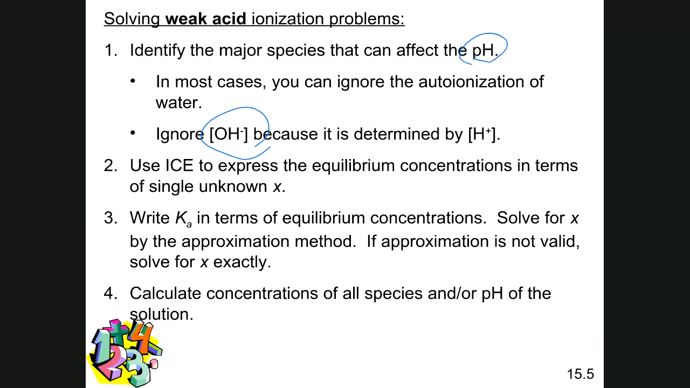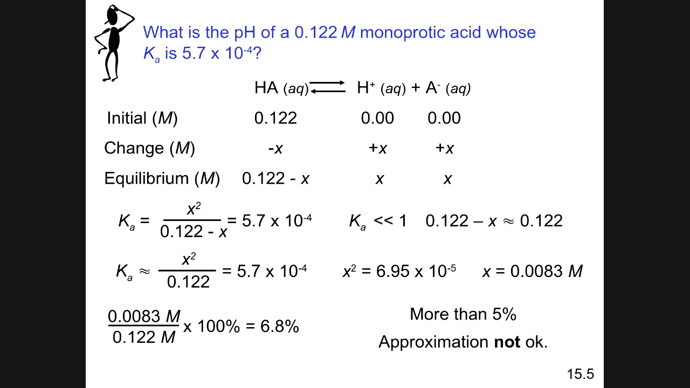You set up the ICE table, you solve for X, and when you solve for X, if the approximation is not valid, then you have to solve for X exactly without approximation, basically solving a quadratic equation. Okay, Ka is 5.7 times 10 to negative 4. Can we approximate X or not? It is not a very small number, so we're going to try.